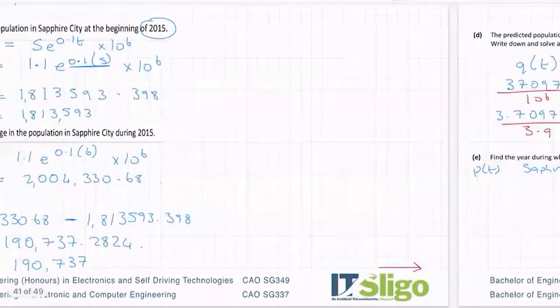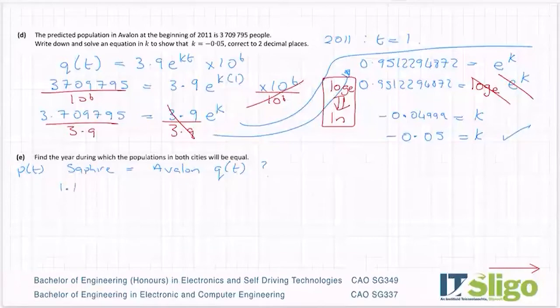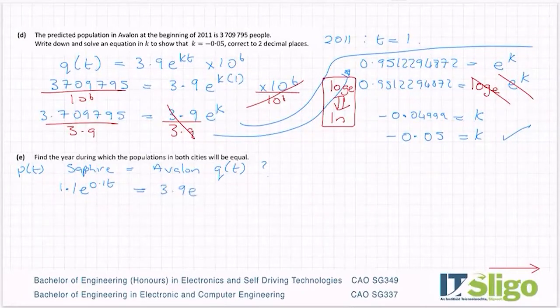So I have 1.1 e to the 0.1 t. When is that equal to 3.9 e to the power of minus 0.05 t? Don't forget to fill in your k. And I forgot all the 10 to the 6s. Okay, so this is it in English.